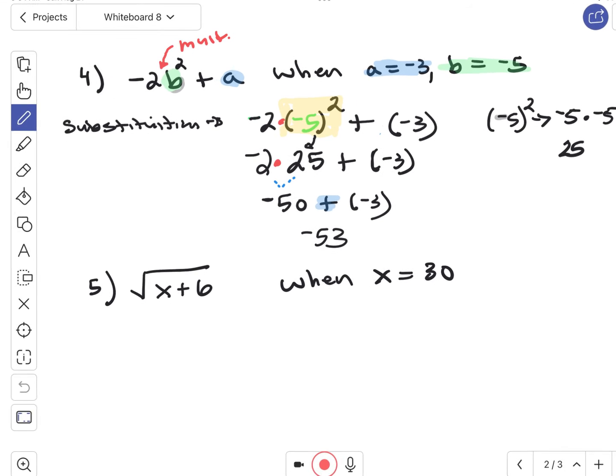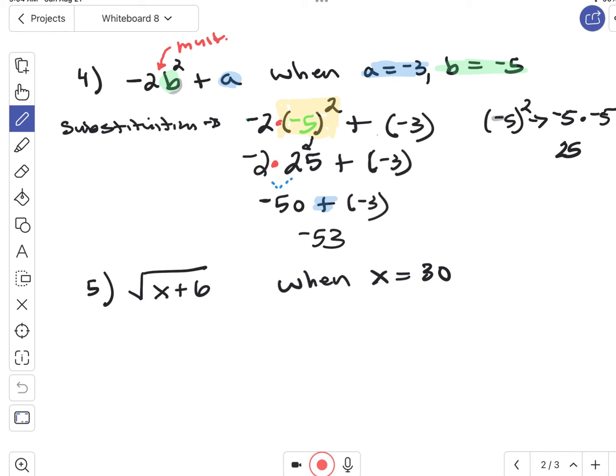Let's try number 5. Remember, this symbol is the square root symbol. Make sure when you're copying it, you don't shorten it. When you're copying it, you don't do this because that's something different. The square root goes all the way to the end of 6, so make sure that you go all the way out. That's super important because it could mean something different.